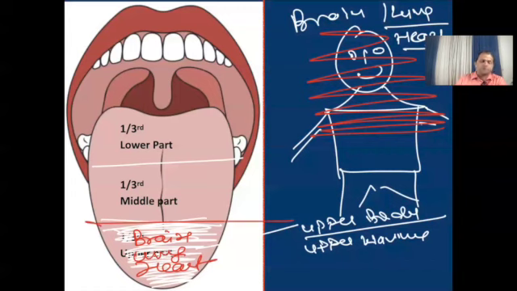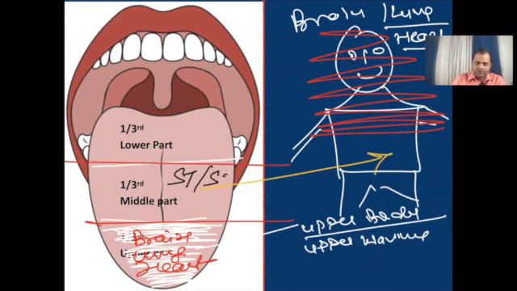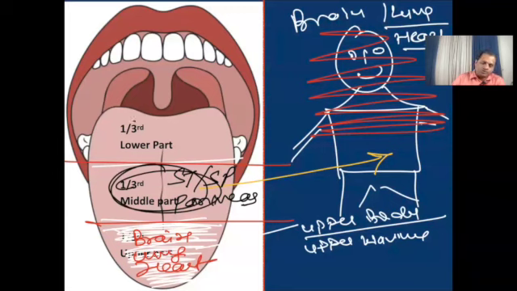Now coming to the middle part. The middle part of the tongue represents the middle body. So whether the person has any problem in the stomach or the spleen, or is suffering with diabetes, or has some problem in the pancreas. If the person has any problem in the middle part of the body, we are looking at this part. Now going to the lower part, what do we have in the lower part?